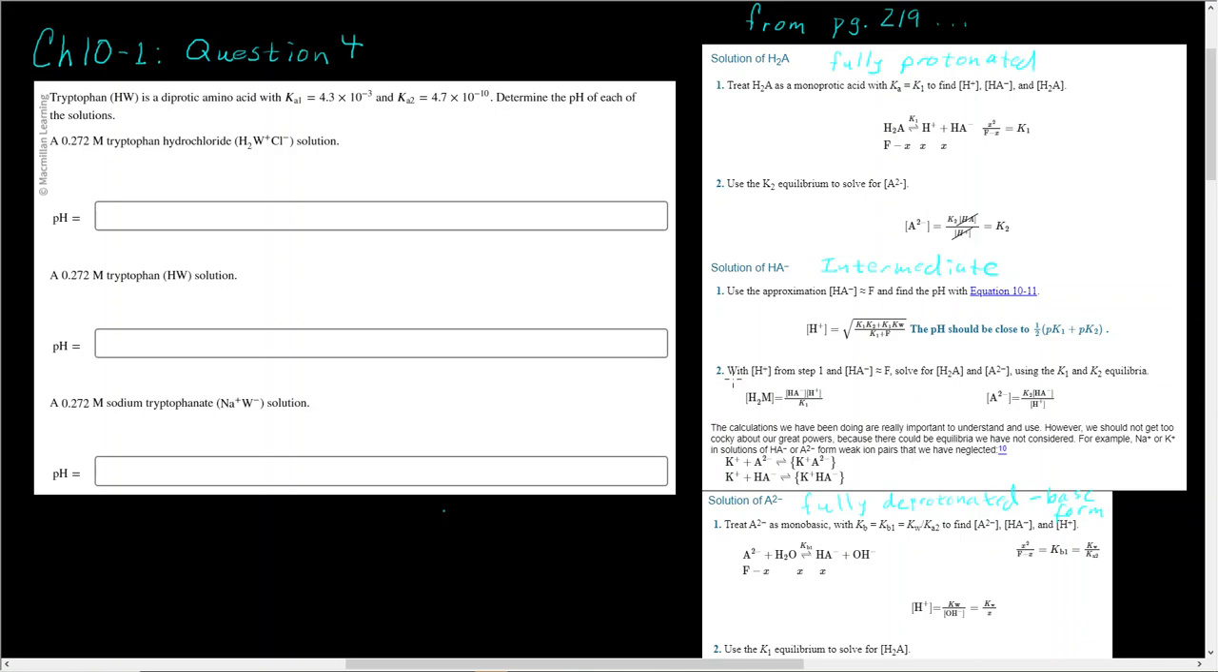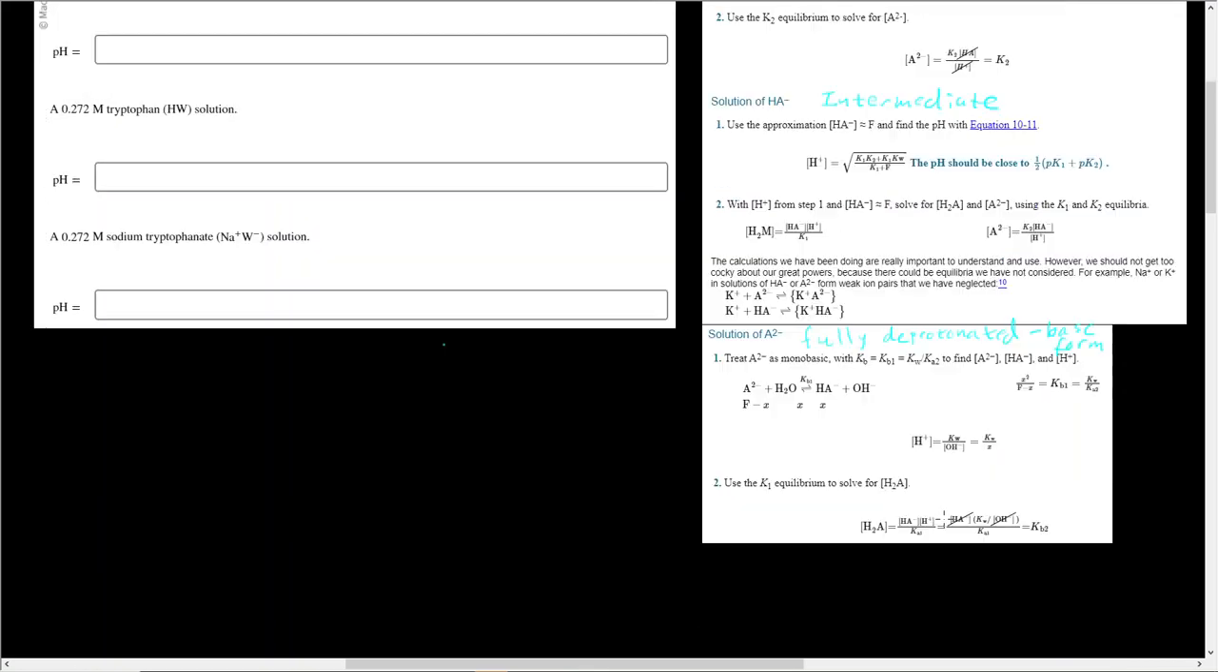And then once we know the H plus and the HA minus concentration, we can solve for H2A and A2 minus using the Ka1 and Ka2 equilibrium constant expressions. And so here they are. And then down here, we've got a solution of A2 minus, so that would be when we have removed both protons.